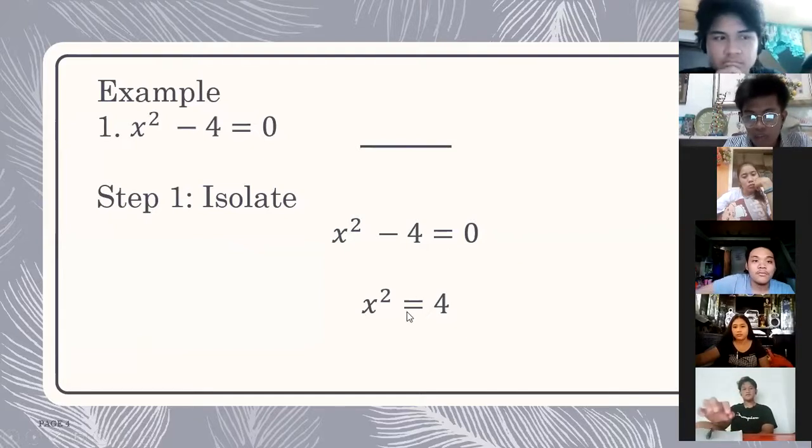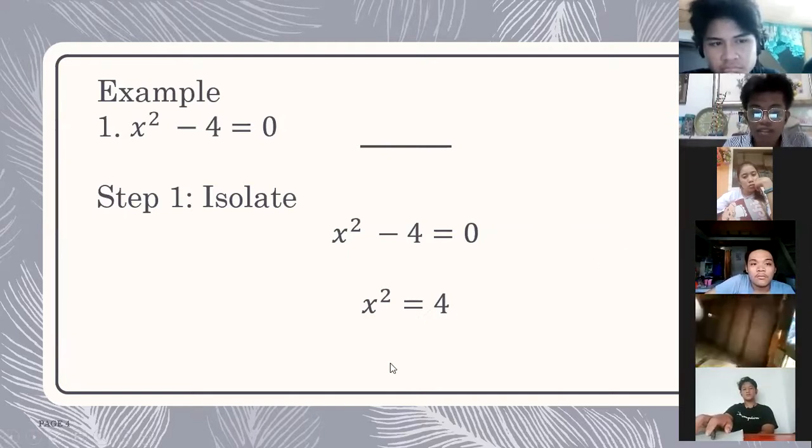Sunod natin is equal. Now, sir, bakit nawala po yung 0? So, 0 plus 4 is equals to 4. Tama? That's why we have the equation x squared equals 4. Okay. Right after nun, class, may tanong ba about step 1? Nakukuha. Okay.